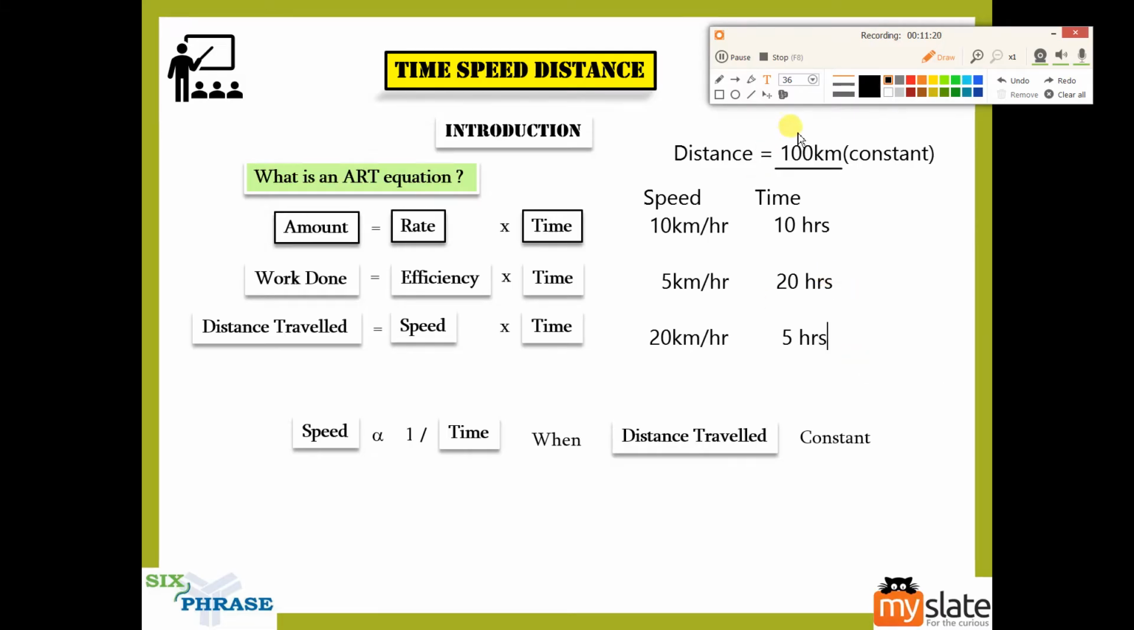Now you can see from here to here, I'm not decreasing, I'm increasing. When I'm increasing, what is happening to time? Time is decreasing. So you decrease, this increases; you increase, this decreases. This is why we call this an inversely proportionate relation. This is the reason why I say speed is inversely proportionate to time when distance traveled is a constant.